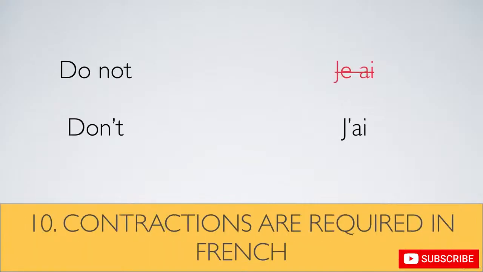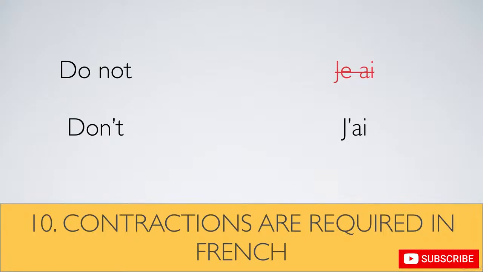Finally, in English we have what are called contractions. So when you see do not, you can change it to don't, and it makes it a little faster and a little bit easier. But in English, when we have don't and do not, it's optional to do that contraction. However, in French, it's required.